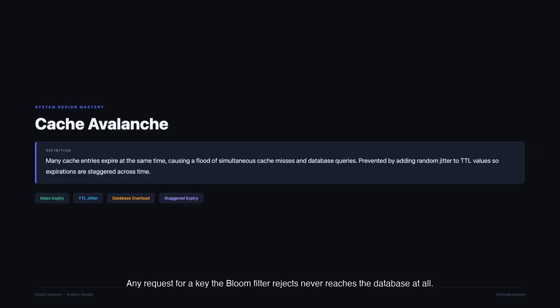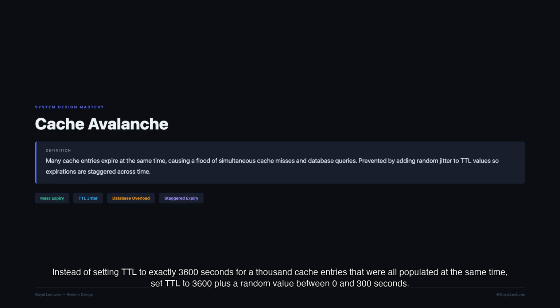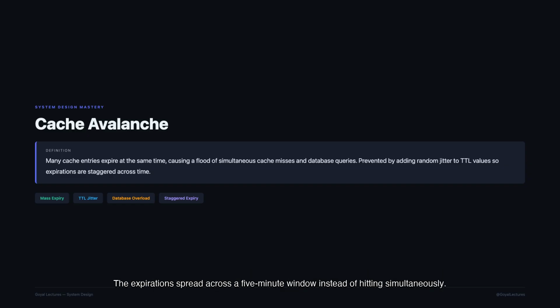Instead of setting TTL to exactly 3600 seconds for 1,000 cache entries that were all populated at the same time, set TTL to 3600 plus a random value between 0 and 300 seconds. The expirations spread across a 5-minute window instead of hitting simultaneously. Here is how to discuss caching correctly in a system design interview.